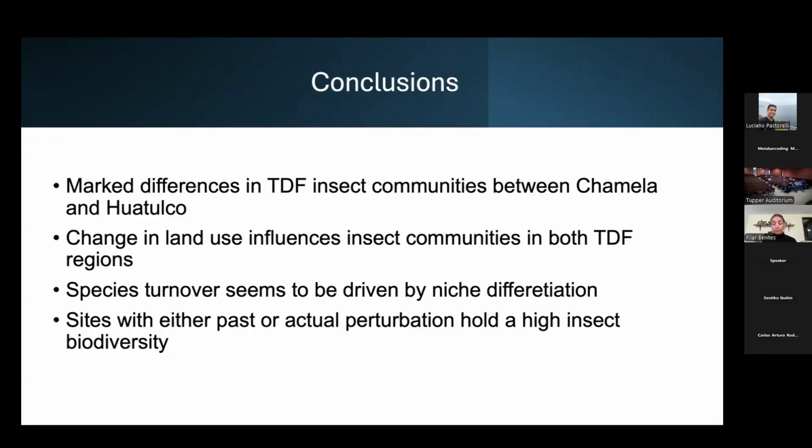That's something that we were surprised to find, that the richness was really high, even in really perturbed sites. So that's an interesting result that tells us that even a small strip of untouched tropical deciduous forest can hold high diversity and can be very beneficial, not only for biodiversity conservation matters, but also because high diversity is very beneficial to agricultural practices.